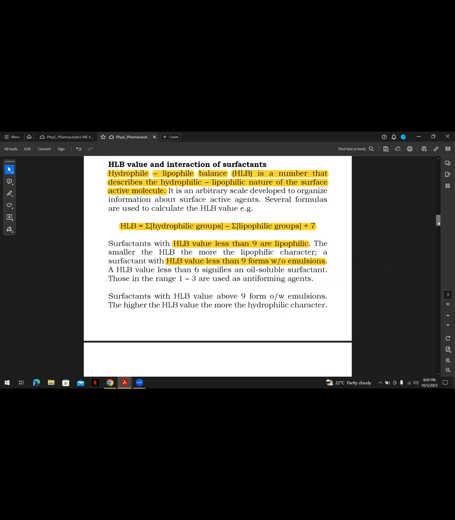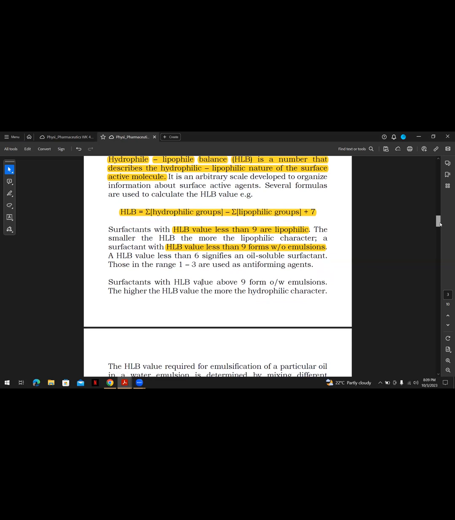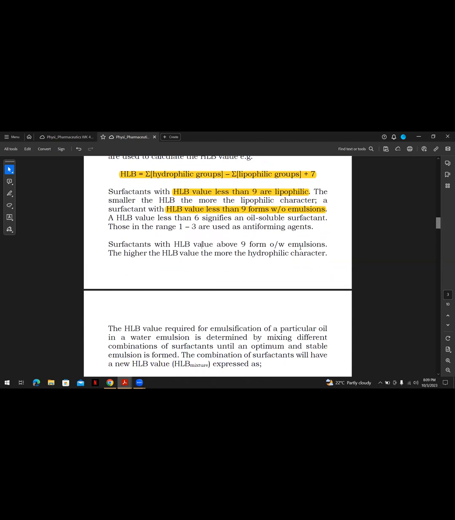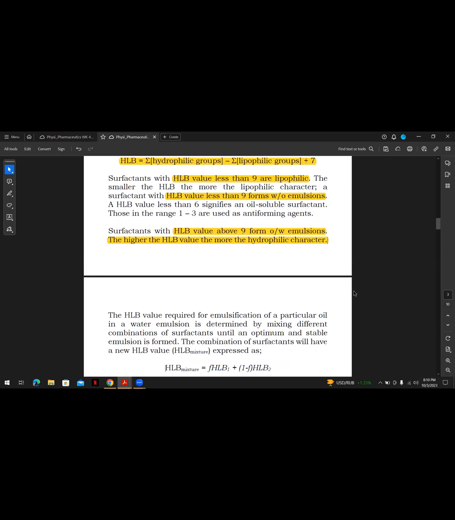So an HLB value of less than 6 signifies an oil-soluble surfactant. Those in the range of 1 to 3 are used as antifoaming agents. For surfactants with an HLB value above 9, obviously it will be vice versa, because they will be hydrophilic, which means they're going to form oil-in-water emulsions. The surfactant is going to go to the water side because water and the hydrophilic parts of the surfactant are attracted together. So the higher the HLB value, the more the hydrophilic character. It's basically vice versa. If you can get one concept, the other one is the opposite.